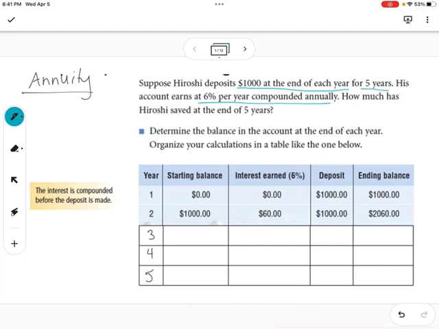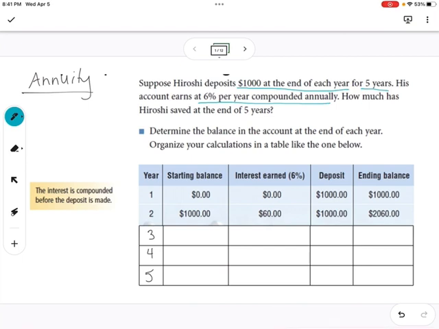So starting off, for year 1, the starting balance is 0. At the end of the year, there's $1,000 deposited. Since it's at the end of the year, there's no interest earned on that. So that end balance is $1,000, which carries into year 2.